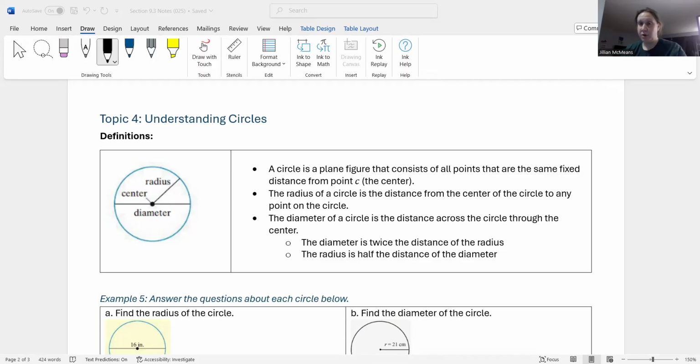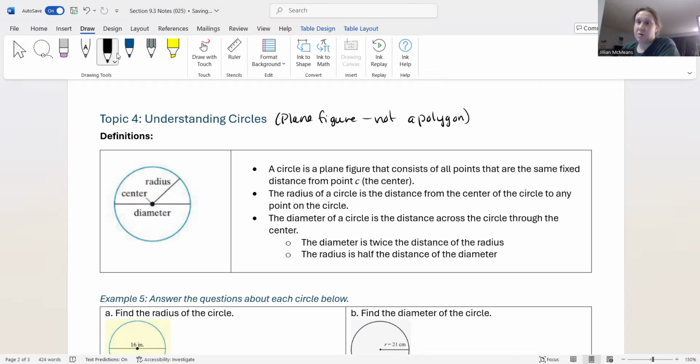For topic 4, we're going to look at circles, and I do want to make a hopefully not terribly hard distinction to understand. When you're dealing with a circle, it is a plane figure. It is not a polygon. So a circle is a plane figure, not a polygon.